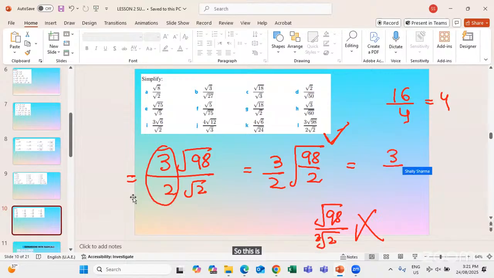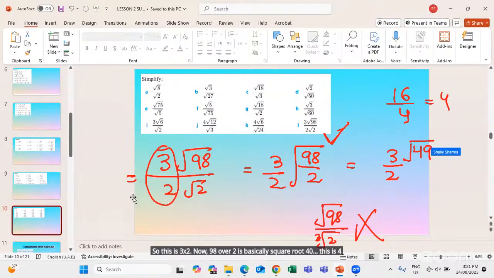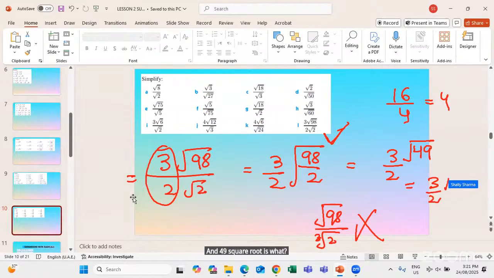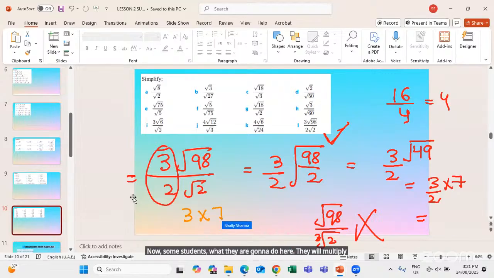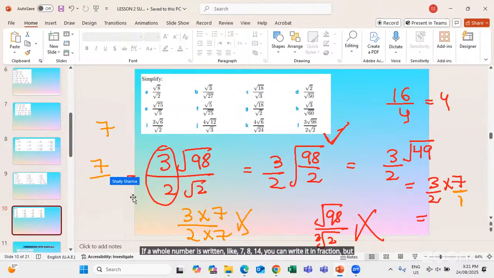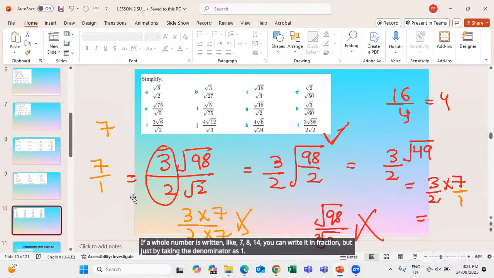So this is 3 by 2. Now 98 over 2 is 49, and the square root of 49 is 7. So this is 3 times 7 over 2. Some students will multiply 3 by 7 and also multiply 2 by 7, which is wrong, because this 7 is only in the numerator; its denominator is 1. If a whole number like 7, 8, 14 is written as a fraction, you take the denominator as 1. Very important point.